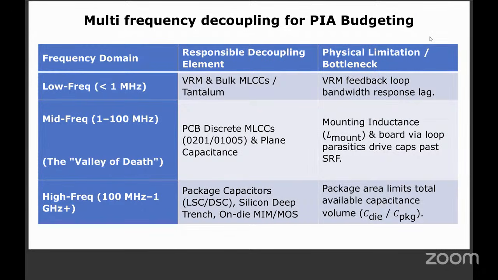For example, if you look at a BGA, BGA itself is a package. I'll show one image for a 2D package, but packages are available up to 5.5D. Then again, silicon deep trench on the die. These are all the capacitors within the package. Package area limits the total available capacitance volume, die capacitance and package capacitance. So these are the equations.